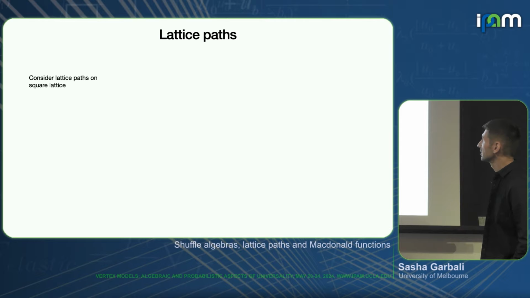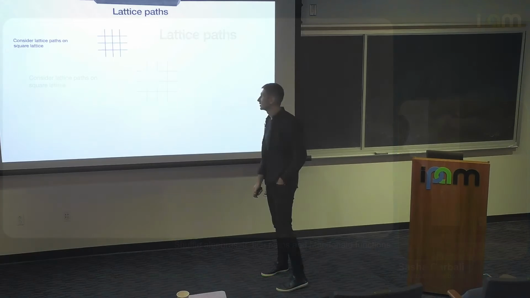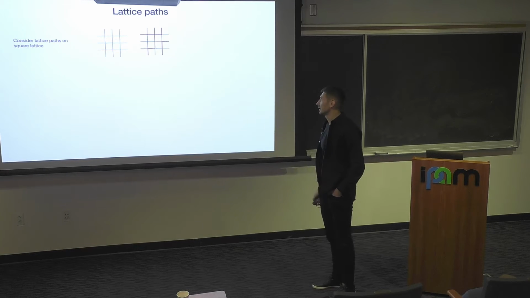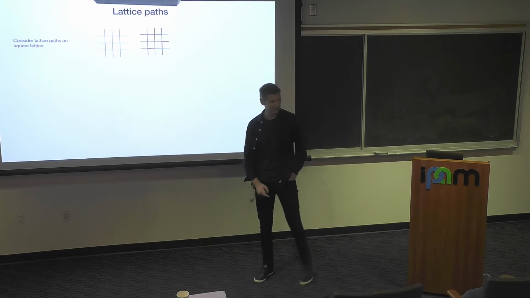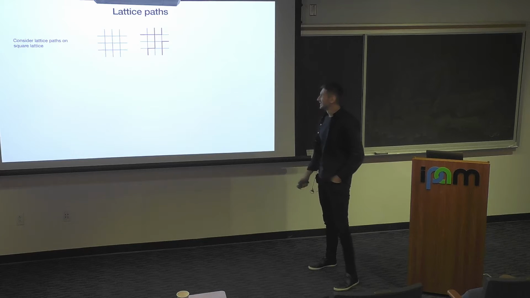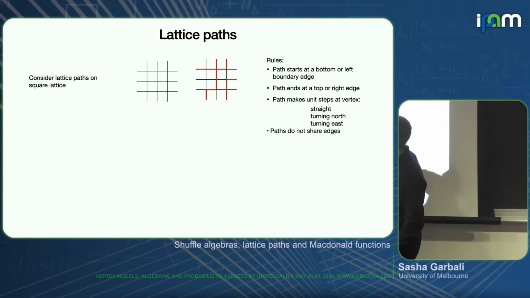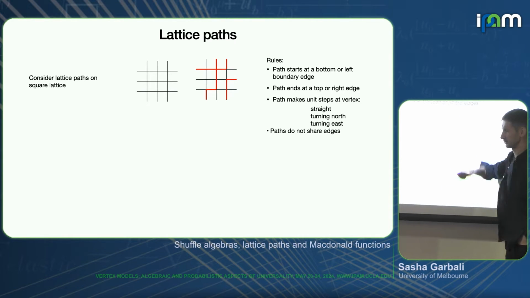So lattice paths, we consider a square lattice, as in previous talks. We have a rectangular domain, and we look at lattice paths in this domain. These are conventions, same as in Filippo-Stock, not the same as in Phillips-Stock. And so the rules are that the paths start at the bottom or on the left edges, and then they have to end at the top or right edges.